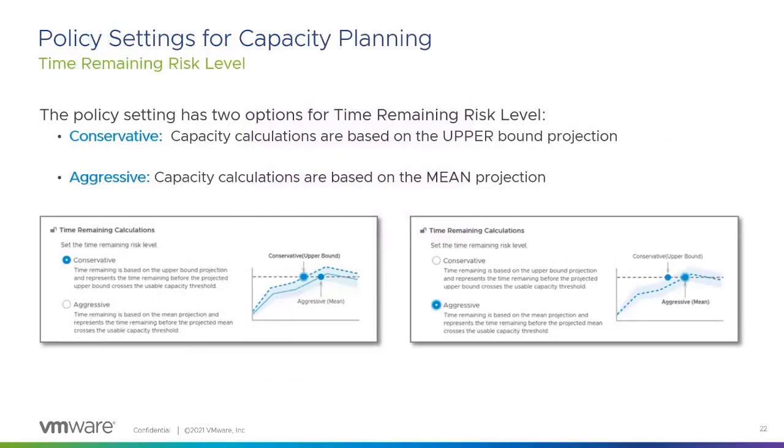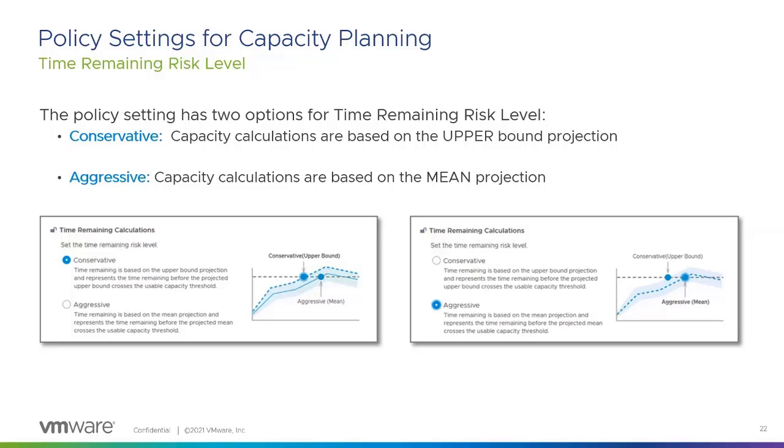So with that, I'll dive into some of the capabilities to tweak the projections from the system to help get more meaningful and useful projections. You have basically two different options for your time remaining risk level. You can either set it to conservative or aggressive. Conservative, like the name implies, is conservative. It looks at the upper bound of the projection range, and that is my conservative projection.